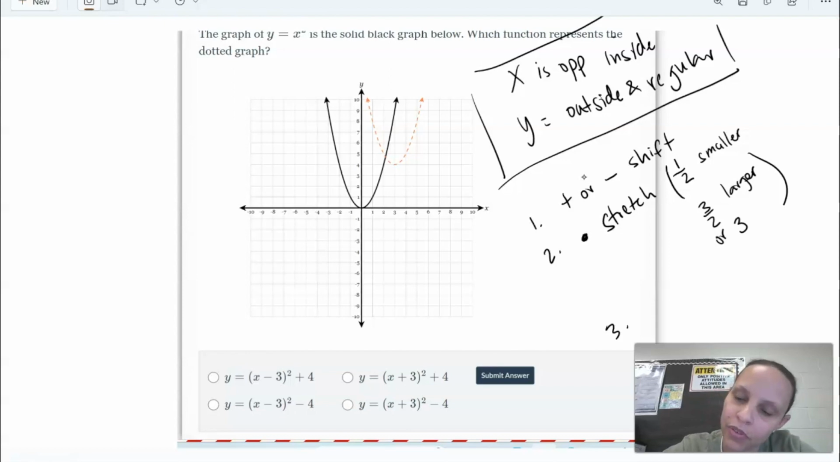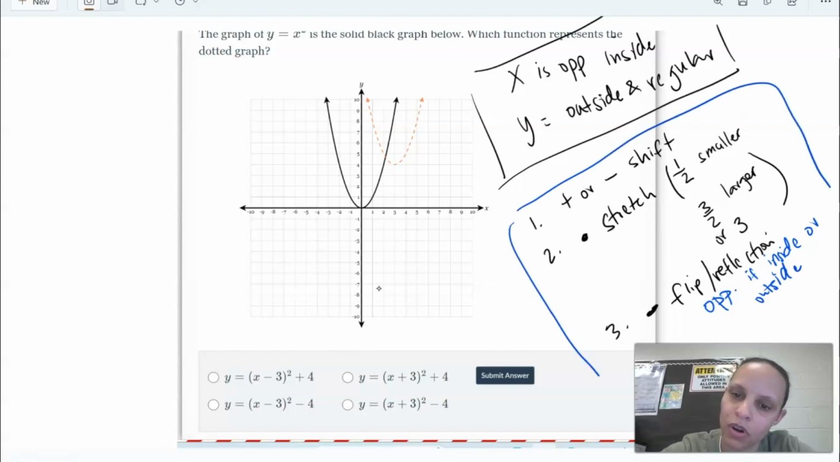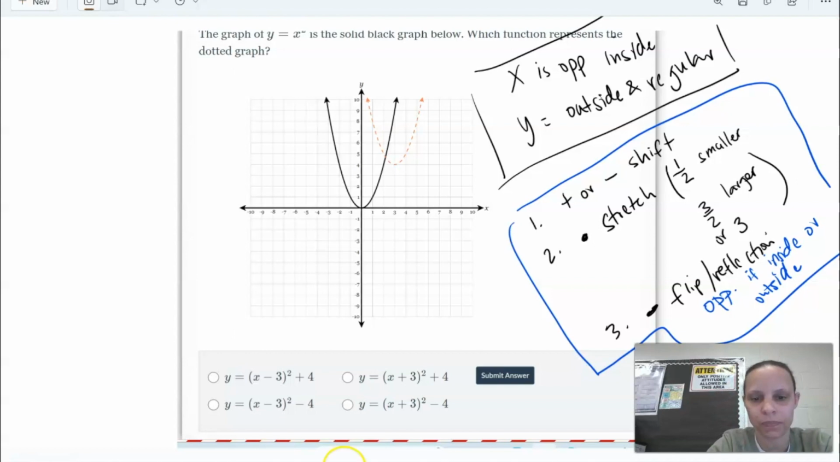And then number 3 is if you're multiplying by a negative, it is a flip or a reflection. And the thing that I need to really emphasize with this is this flip or reflection is the only exception to our rule. This one is opposite whether it's inside or outside. So these are the rules that you need to remember once you figure out if it's inside or outside. So let's actually do a question, right?